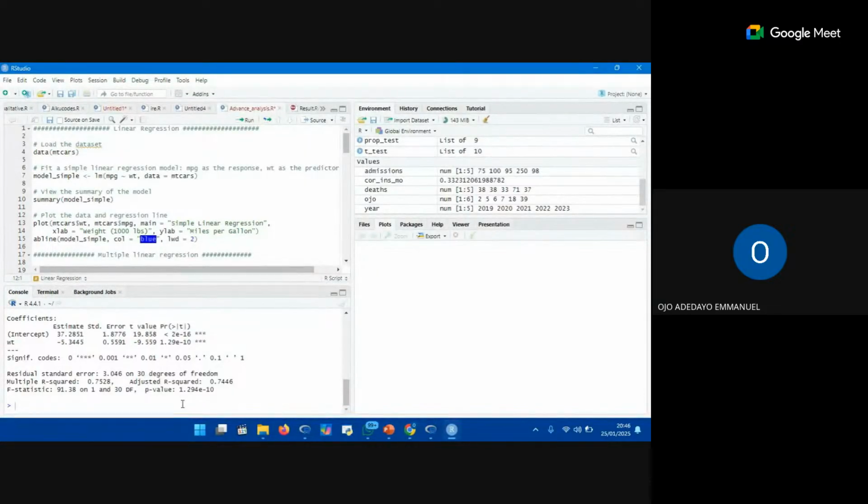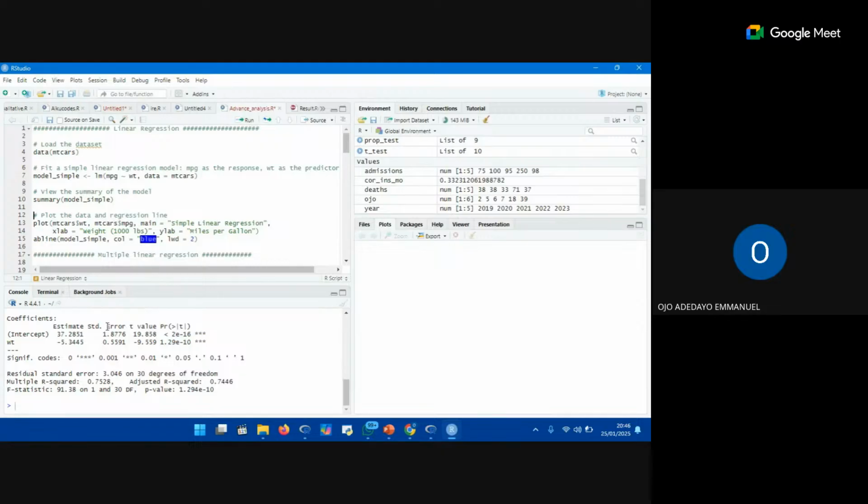Okay, let me quickly explain this. The adjusted R square that we have there is 74.46. It simply means that out of the total variability that we have in our mpg, the weight of that car can only account for 74%, where the remaining percentage is due to other factors that are not in this model. Let me take it again. Out of the total variability in our mpg, the weight can only account for 74.46, and the remaining percentage can be accounted for by other variables not included in our model. So that is how we interpret that.